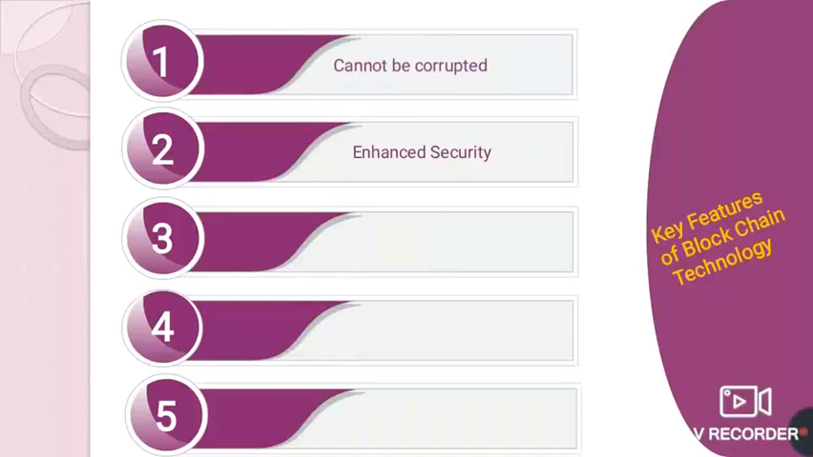And it's an impossible task, and hence it is more secure than any other technology. The third key feature is decentralized technology. Decentralized means there is no central party or any governing authority. Users can have their own power and rights over their own properties. And the fourth one, distributed ledger.